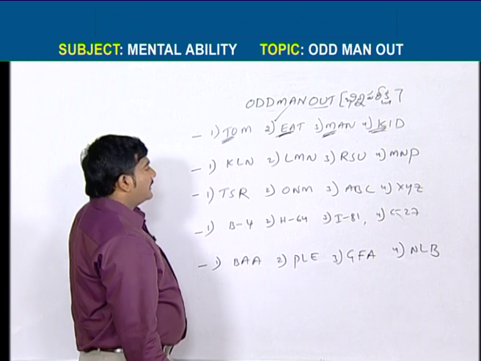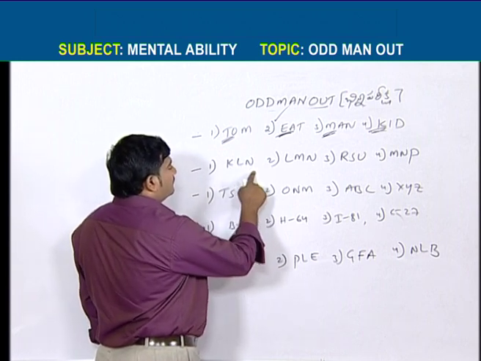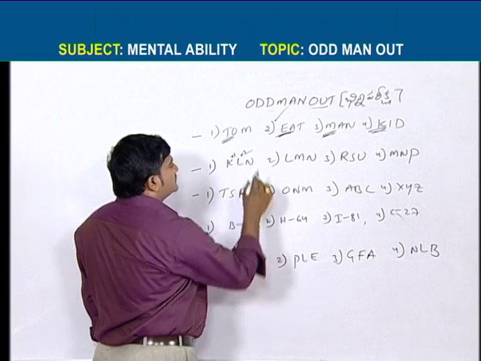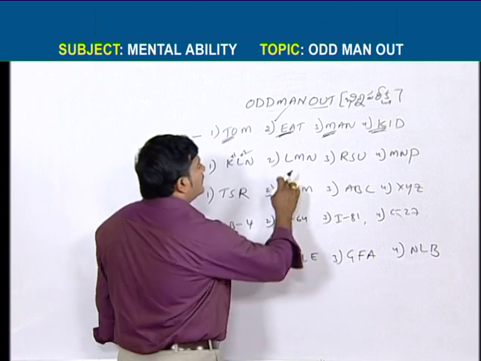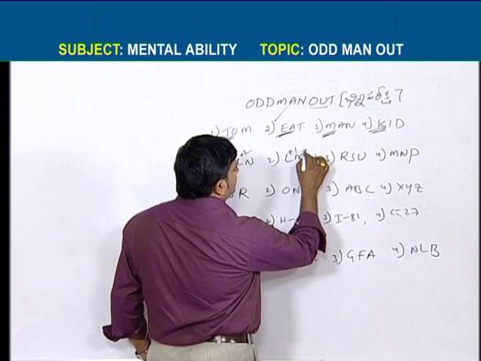Next, KLN. K means 11, 11, 12, 13. Sorry, 11, 12, 14. 11, 12 means plus 1. 12, 14 means plus 2. Plus 1, plus 2. And 12, 13 means plus 1. 13, 14 means plus 1.